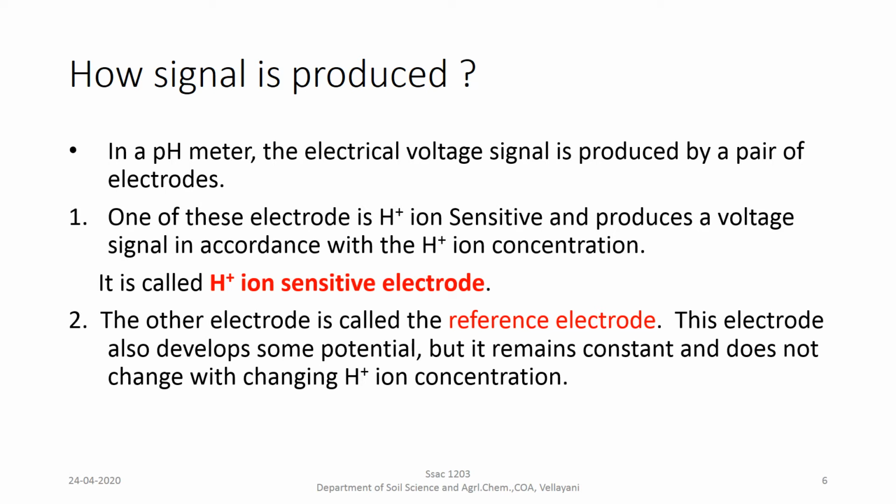The second electrode is called the reference electrode. The reference electrode also develops potential, but it remains constant, unlike the hydrogen ion sensitive electrode. And the potential does not change with the changing hydrogen ion concentration of the solution.